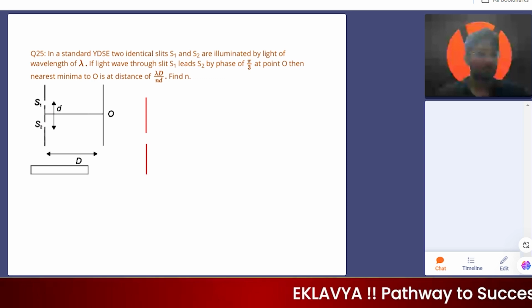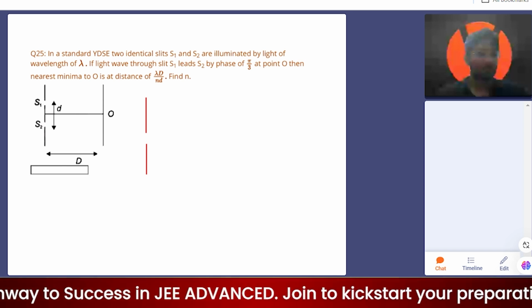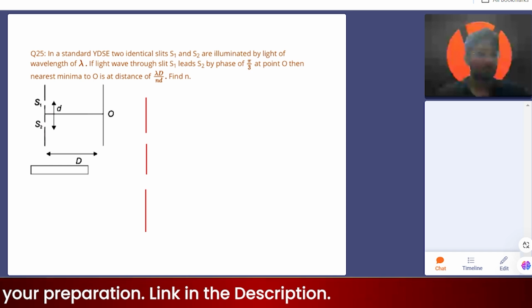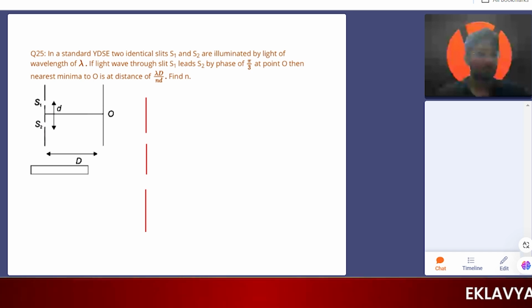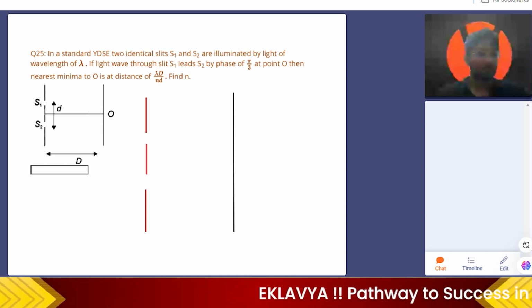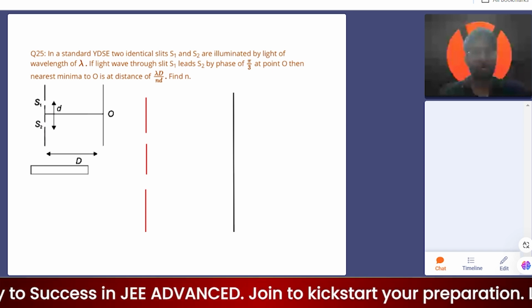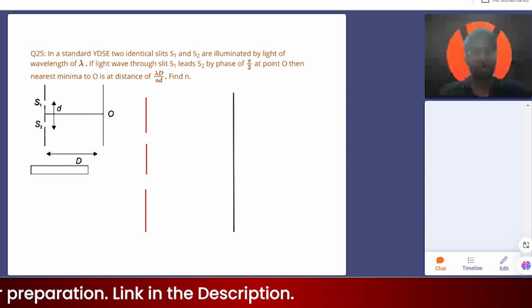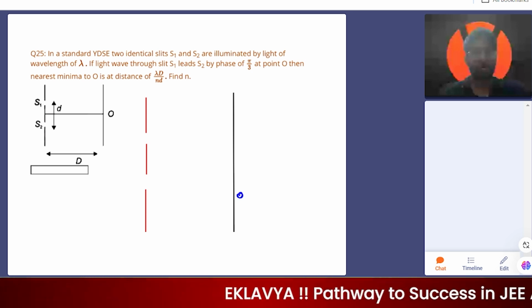Because if the point O is right at the midpoint, then we are saying that O is the central maxima. But as per the question, the phase difference at O is pi by 3, which is not resulting in a constructive interference. So let's just consider the point is somewhere here. Okay, like for example, I'll consider the point O to be somewhere over here.